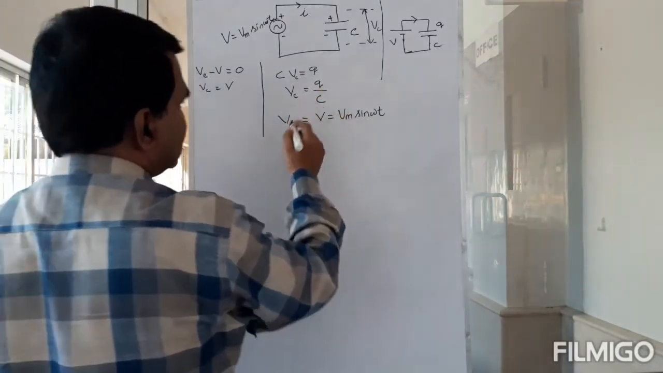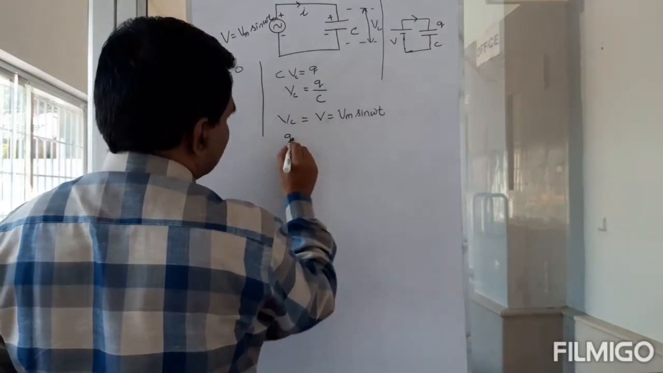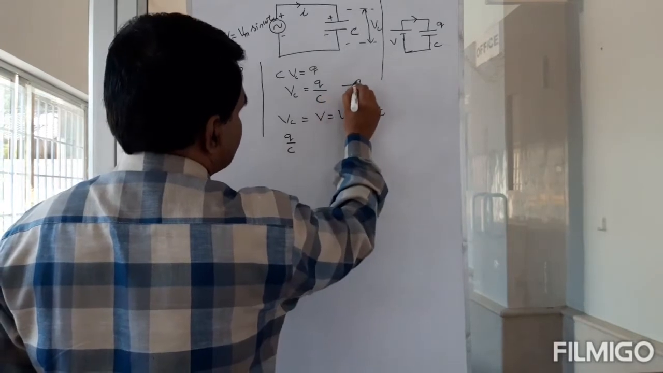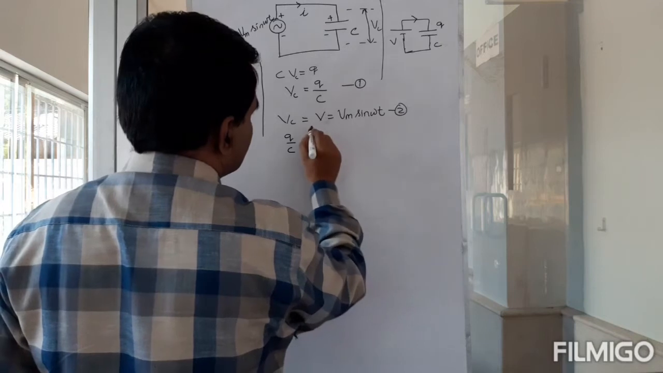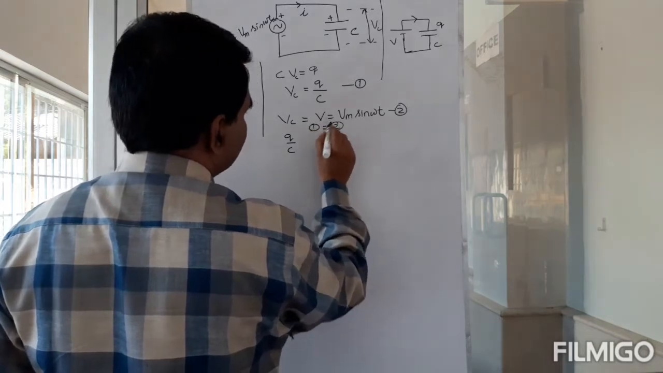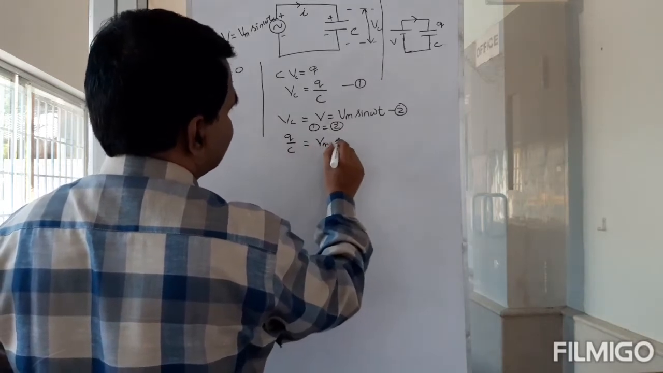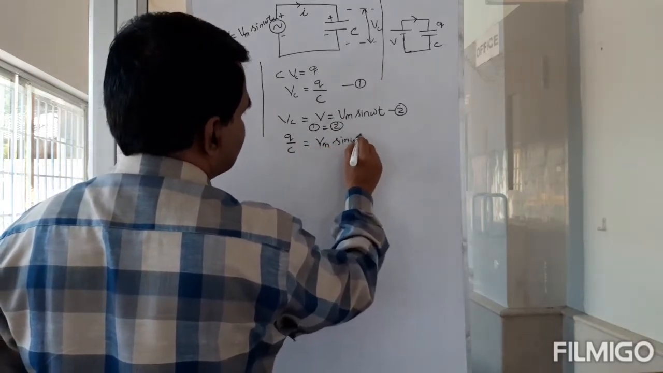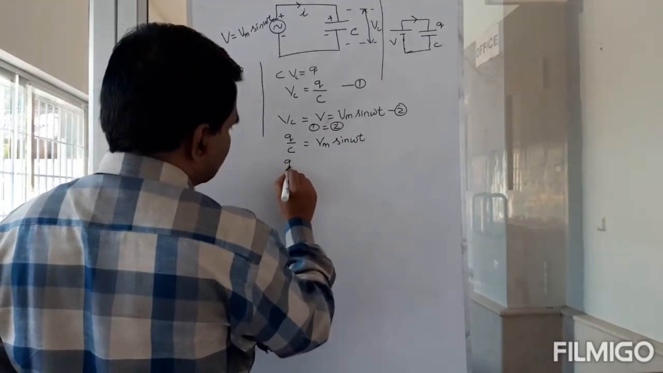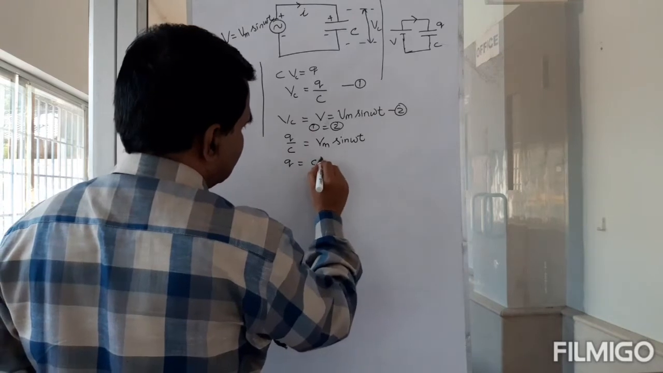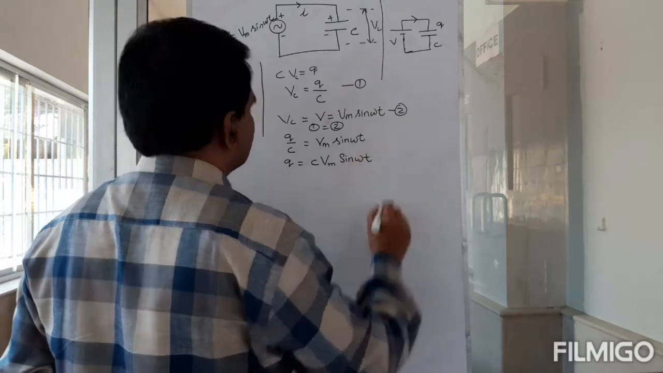So VC is equal to Vm sin omega t, which means Q by C, if we take this as equation 1 and if we take this as equation 2, 1 is equal to 2. Since 1 is equal to 2, then Q by C must be equal to Vm sin omega t. Okay. Then Q can be written as C Vm sin omega t.